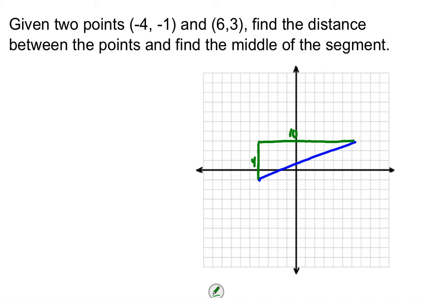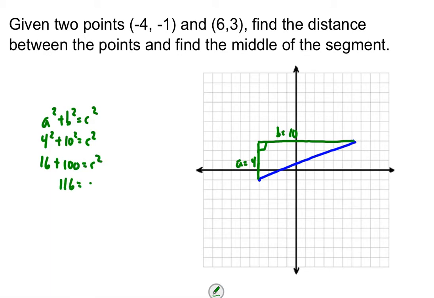So if I use my Pythagorean theorem, this being A and this being B, because they're the ones that make the right triangle. The Pythagorean theorem, if you remember, is A squared plus B squared equals C squared. My A is 4, my B is 10, and we're trying to find the hypotenuse C. So this gives me 16 plus 100. Add them together, we get 116 equals C squared. I want C, not C squared, so I'm going to take the square root of both sides.